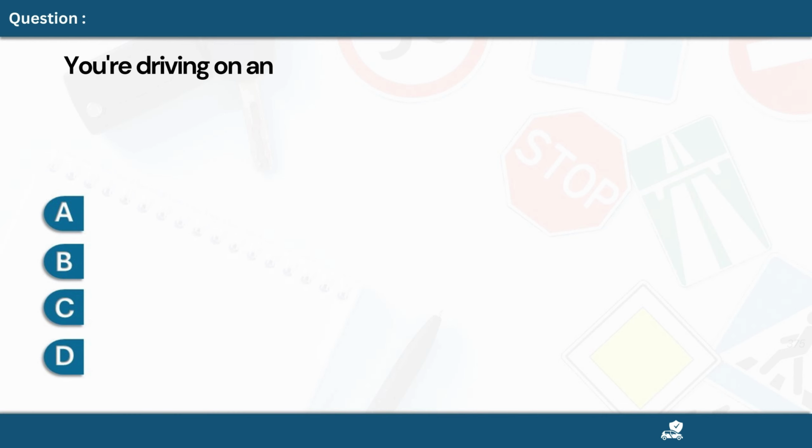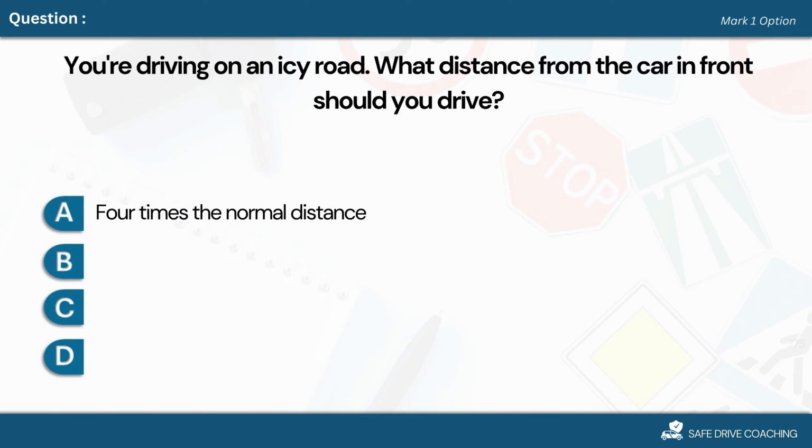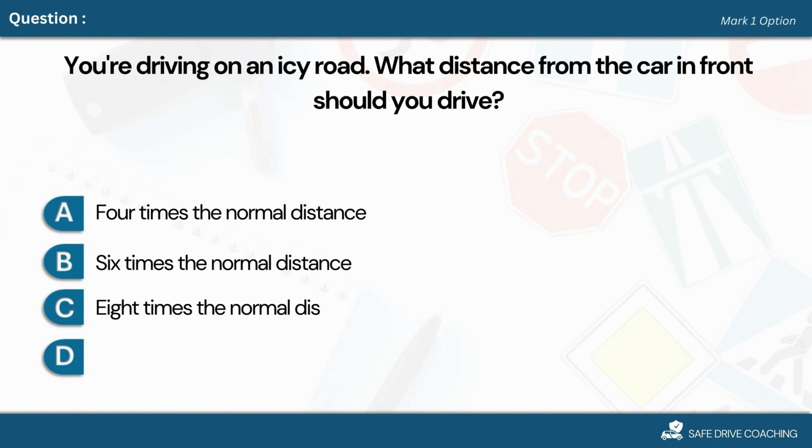You're driving on an icy road. What distance from the car in front should you drive? A. 4 times the normal distance. B. 6 times the normal distance. C. 8 times the normal distance. D. 10 times the normal distance.